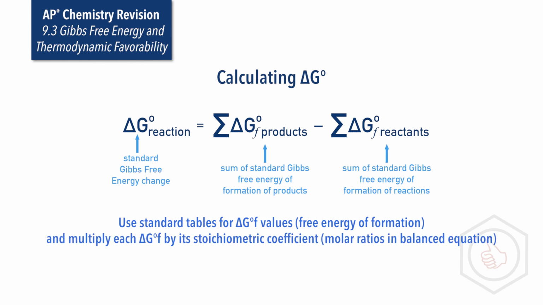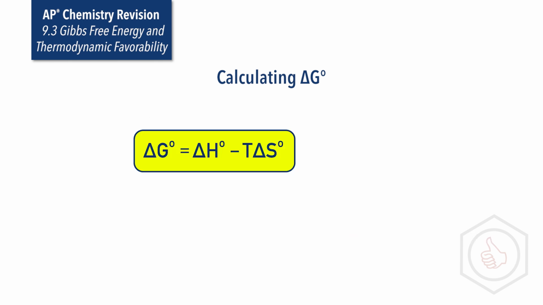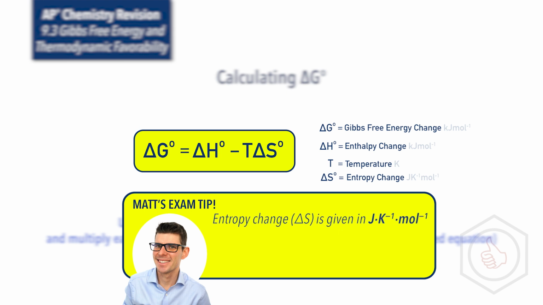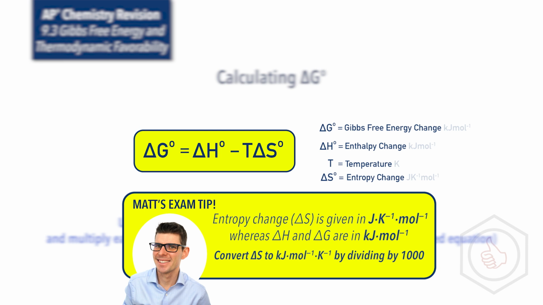We can also calculate standard Gibbs free energy change from enthalpy and entropy change, where delta G standard is Gibbs free energy change, delta H standard is enthalpy change, T is temperature, and delta S standard is entropy change. Exam tip here, remember to check and convert units when using this equation. Entropy change delta S is usually given in joules per Kelvin per mole, whereas enthalpy change delta H and Gibbs free energy change delta G are usually given in kilojoules per mole, so you must convert delta S to kilojoules per mole per Kelvin by dividing it by 1000 before using this equation.